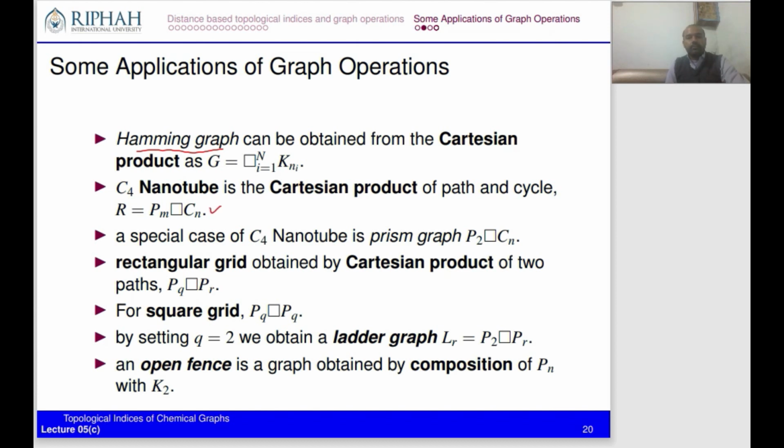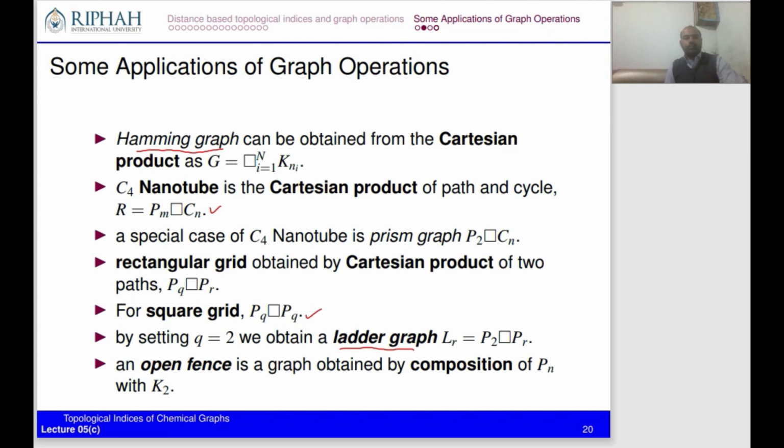A special case of the C4 nanotube is the prism graph, which can be obtained by applying the Cartesian product of P and Cn. A rectangular grid is obtained by the Cartesian product of two paths, P_Q and P_R. Similarly, the square grid can be obtained via the Cartesian product of P_Q and P_Q. If we set Q equal to 2, we obtain the famous ladder graph. Similarly, an open fence can be obtained by the composition of Pn with K2.